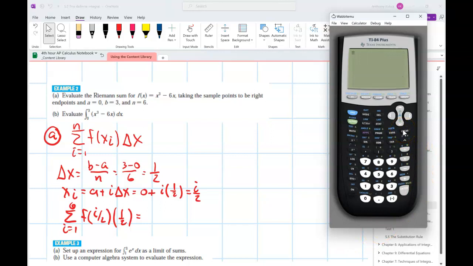I'm going to begin by pressing the y equals button, and I'm going to clear out anything that happened to be in my y equals menu and type in the function for this problem, the f of x, which was x cubed minus 6x.